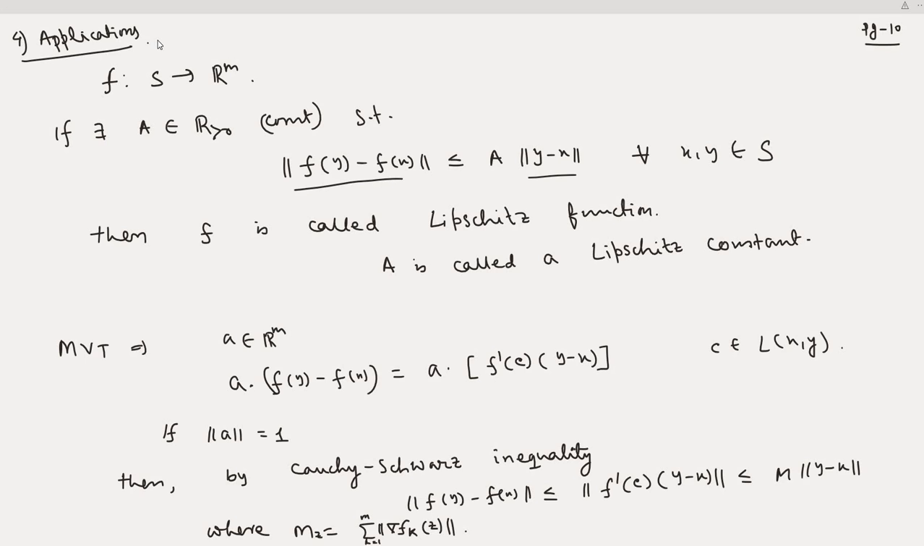So m equals the supremum of m(z) over z belongs to S. This gives a sufficient condition: if these quantities are uniformly bounded on S, then the function f is a Lipschitz function.